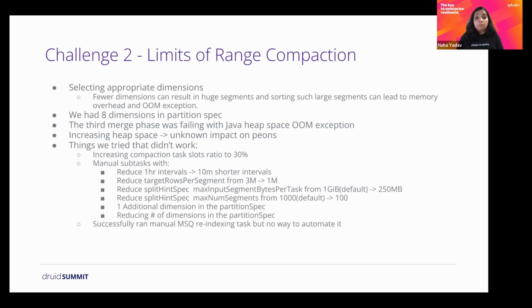It is important to appropriately select the dimensions that go in the partition spec, because there can be consequences of having incorrect or incorrectly ordered dimensions in the partition spec. For example, fewer dimensions can result in really huge segments, and sorting through those large segments can lead to memory overhead and impact query performance.